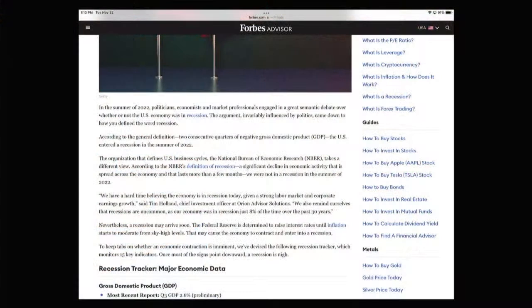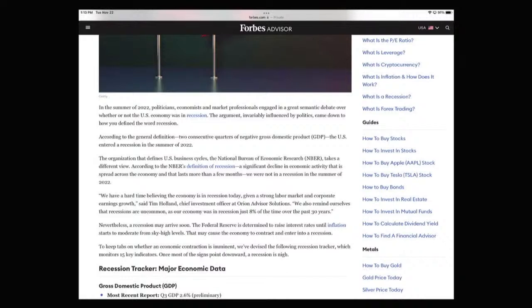So let's go look here at the general definition. And here we go back to Forbes. According to the general definition, two consecutive quarters of negative gross domestic product, the U.S. entered a recession in the summer of 2022. So we should be already in a recession. We're in a recession right now.